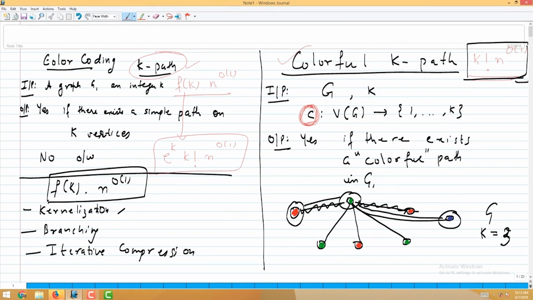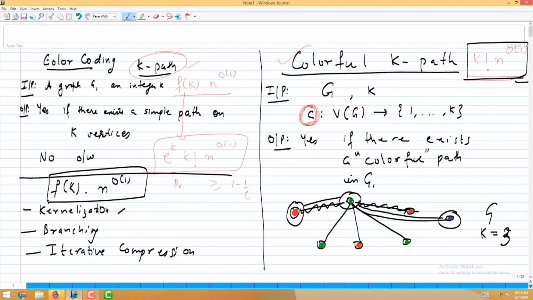So we have solved this problem in this much time, but this is a randomized algorithm in the sense that there is an algorithm that runs in this much time, and if there was a k path in the graph, then it will give me a k path with probability at least 1 minus 1 by e. The failure probability is at most 1 by e, which is again some constant. So this is the algorithm for k path.